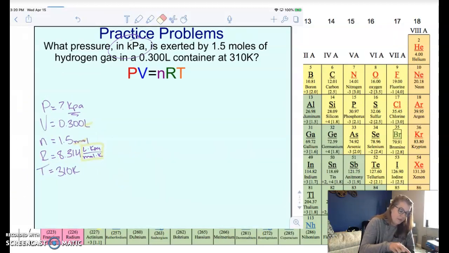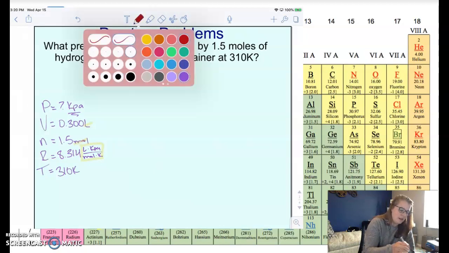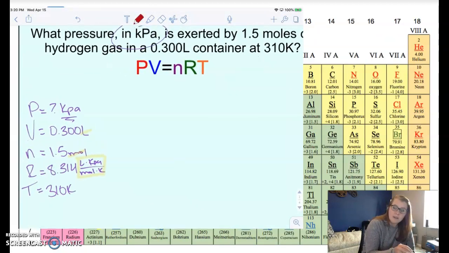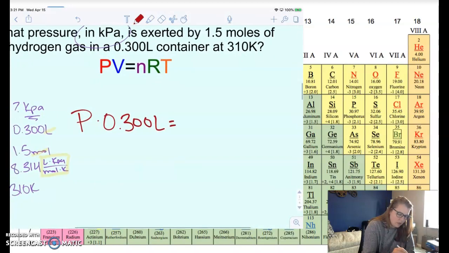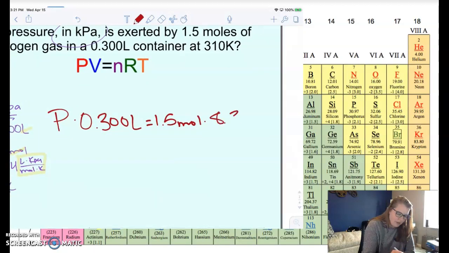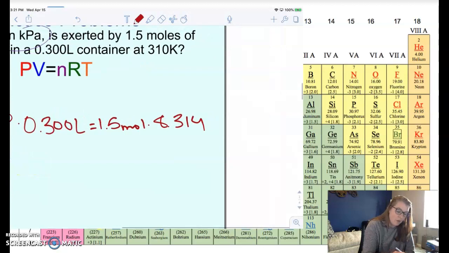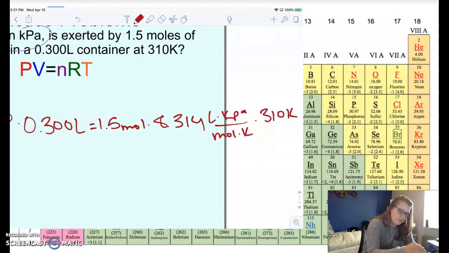So now that I've got these, I'm going to go ahead and plug in and solve. So I'm looking for P, looking for pressure. My V is volume. N is moles, and so that was 1.5. R was 8.314, and I'm going to write that whole unit down here really quick so you can see how that plays out. And then my temperature was 310 Kelvin.